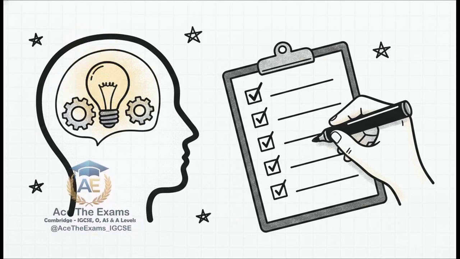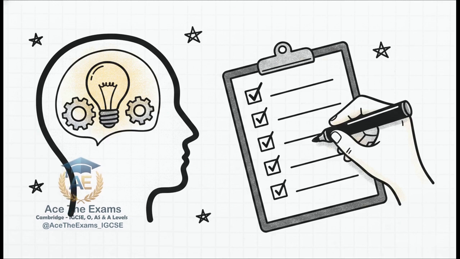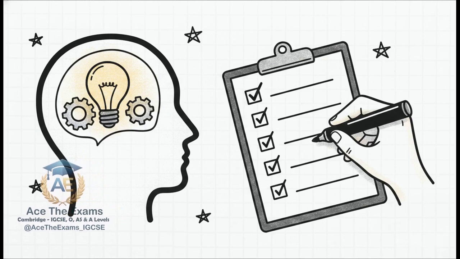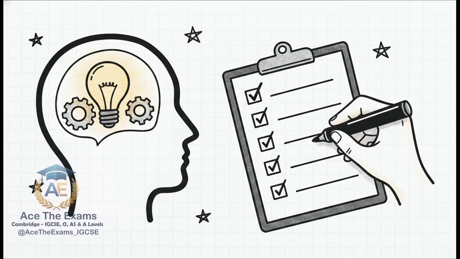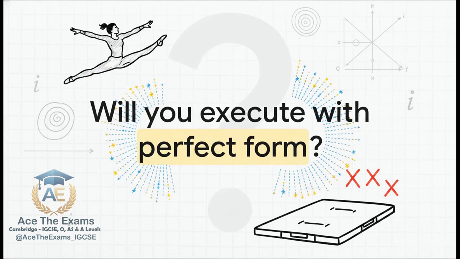When you flip to a complex numbers question on your 9709 paper, write that mnemonic right at the top of the page. It will act as your foolproof mental checklist to guarantee you don't miss a single step of the routine. And that brings us to our final thought for today.